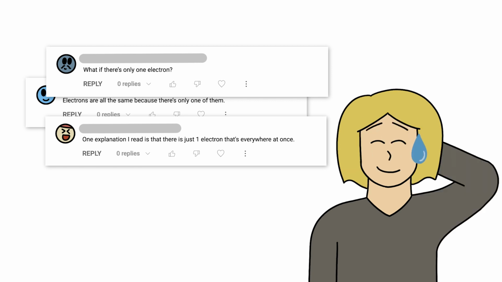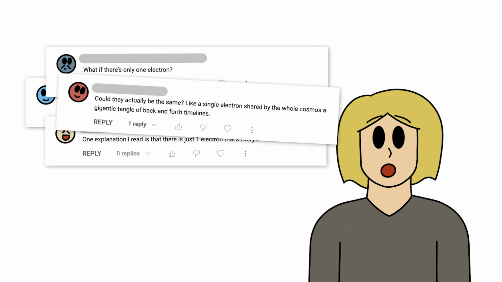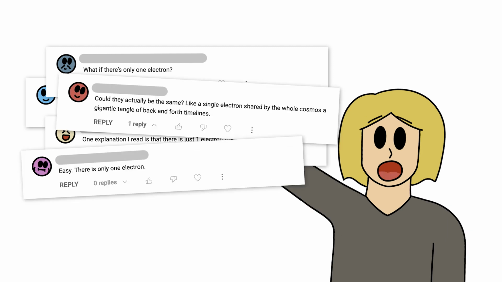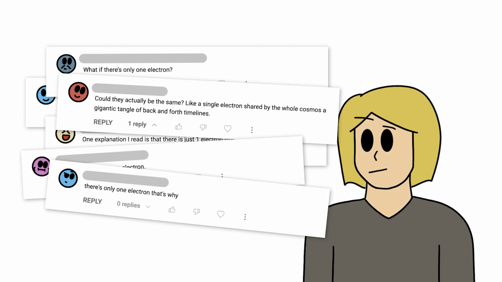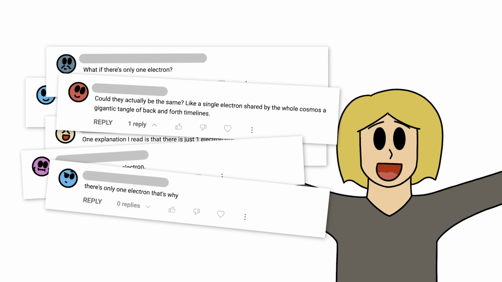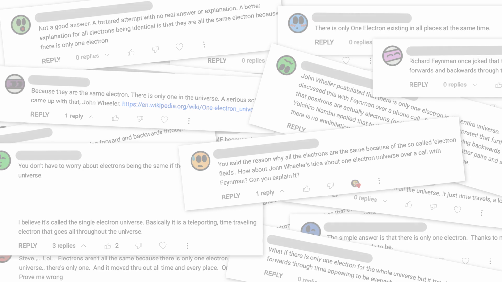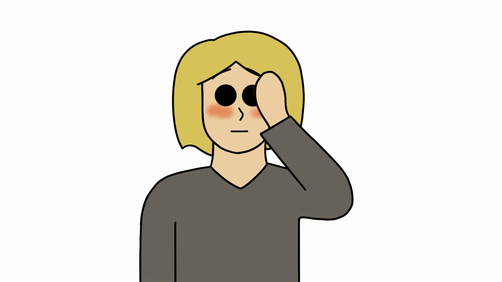Maybe the idea was not as niche as I thought it was, but yeah, it does not work because... Are you done now? Yeah? Okay, so the one electron universe does not work because... Okay, so the one electron universe is definitely not as niche as I thought it was.